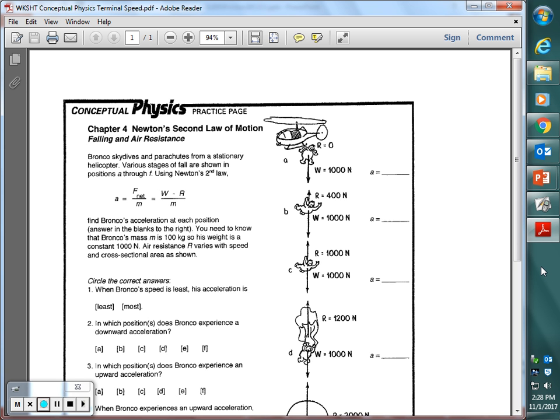Actually, you could grab one of the stools too. That would work. All right.